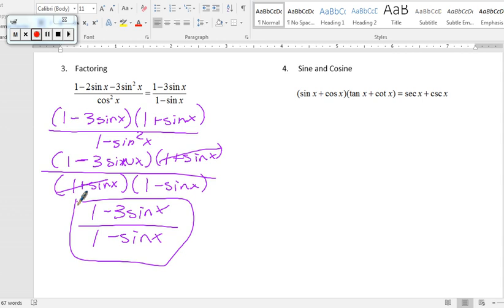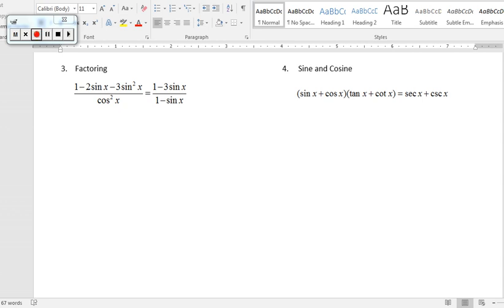A good approach, and one that I use quite often, probably my go-to, is changing everything over to sines and cosines. So let's look at this first one. Here, the first part is already sine and cosine. Tangent is sine x over cosine x, and cotangent is cosine x over sine x. In order to add or subtract fractions, we would need common denominators.